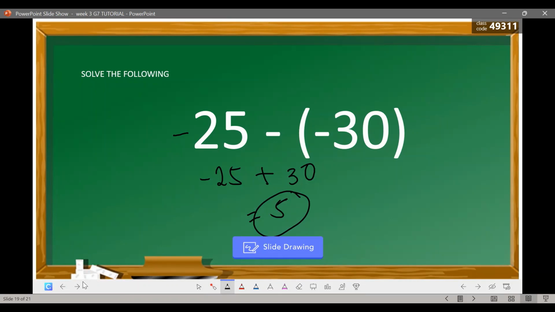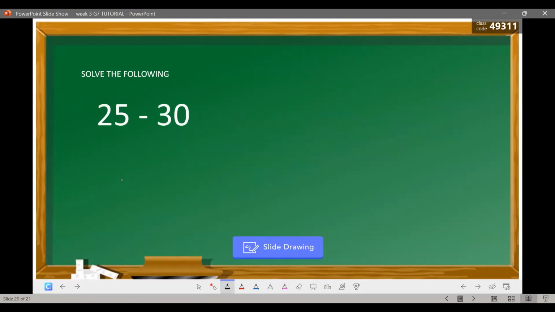Okay, next. And last example, we have 25 minus 30. So copy 25. Then from subtraction to addition, from positive 30 to negative 30. Okay. So again, we're adding unlike signs. So we have to subtract them. So the answer is negative 5. We're going to copy the sign of 30, which is negative, because 30 is much bigger than 25. Okay na?